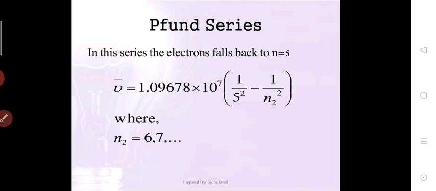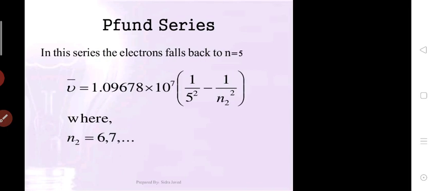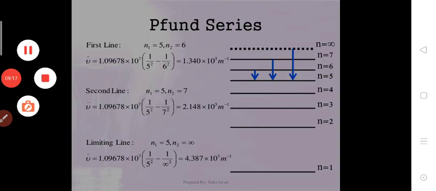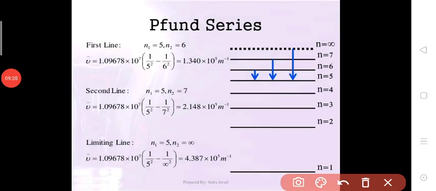The last series is the Pfund series, in which the electron falls back to energy level 5 from the higher energy levels 6, 7, 8 and so on. For the Pfund series also we get radiations which fall in the IR region. Here it is making a transition from a higher energy level to n equals 5.